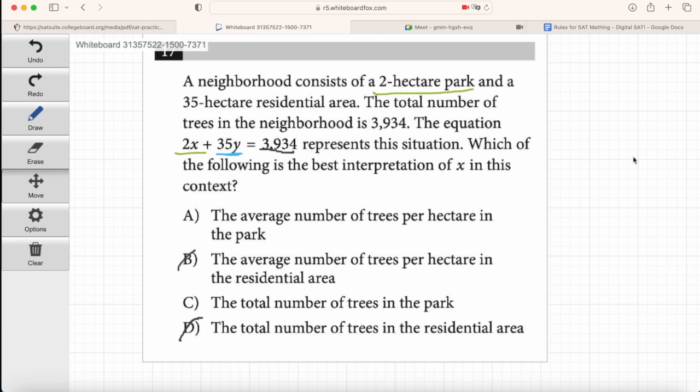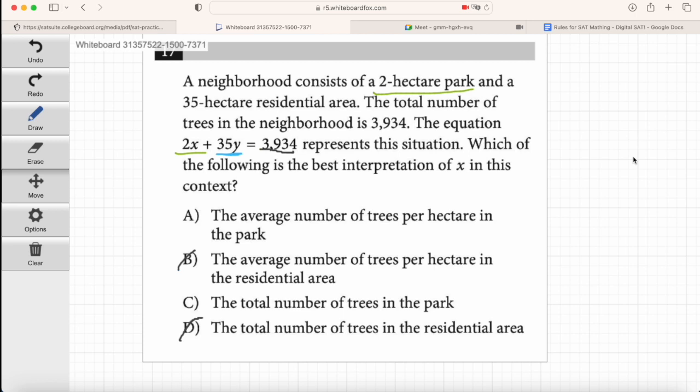A says the average number of trees per hectare, and I'm leaning toward A right now. I'm not looking at the answer just yet, but the reason I am is that if we know the average number of trees per hectare, we should be able to multiply that by 2 and get the total number in the park. Does that make some sense? Yeah. Because if there's 100 trees per hectare, then the park has 200 trees. You can start thinking in terms of plugging in values here. So I think A would work.